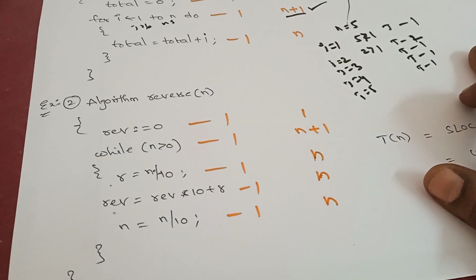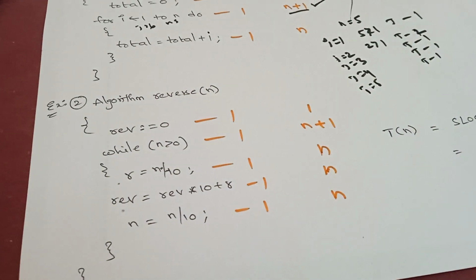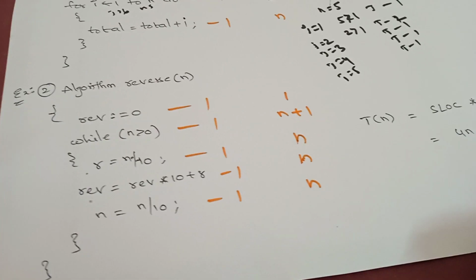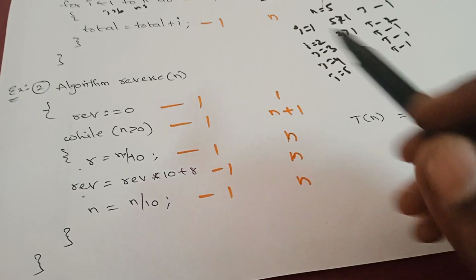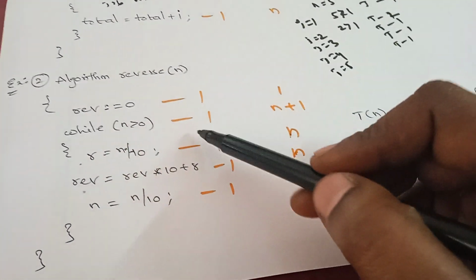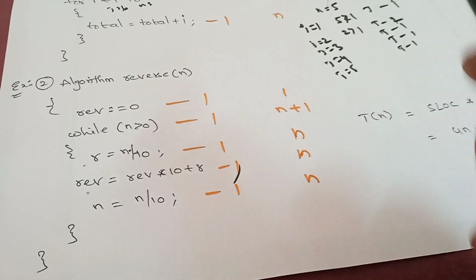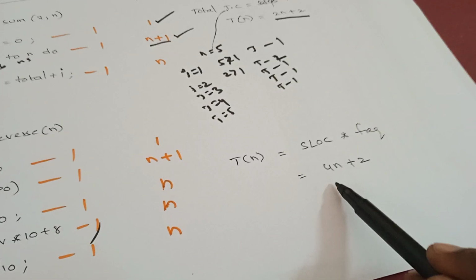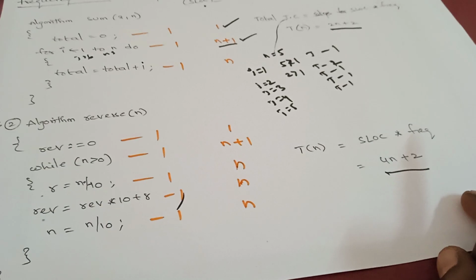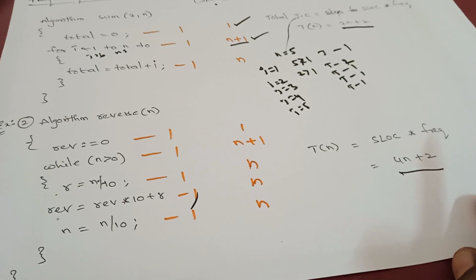Here is one more example. You can also look into this example. It is a normal one-variable example. These are the SLOC and time complexity that I have taught you above, and the total time complexity is 4n plus 2. Have a look. Fine.